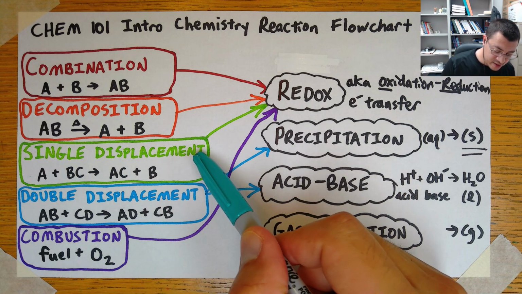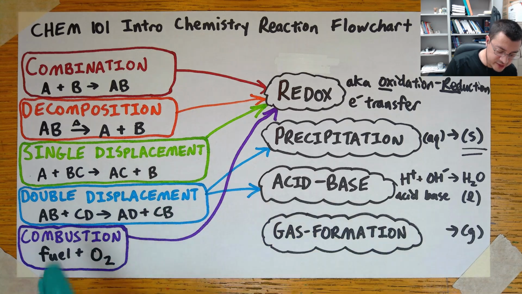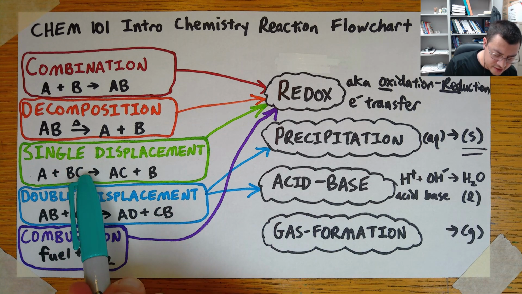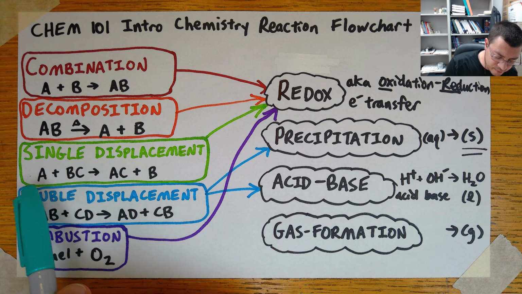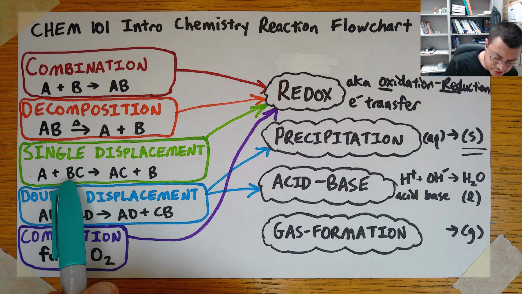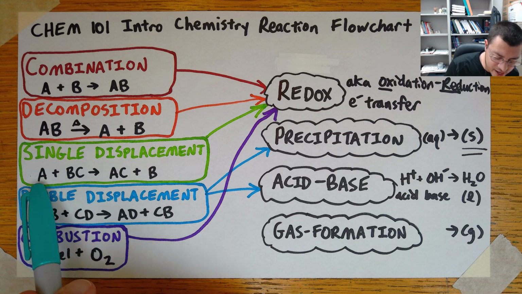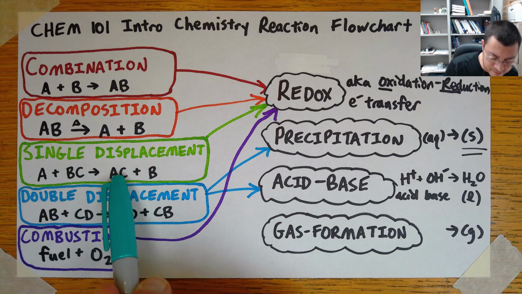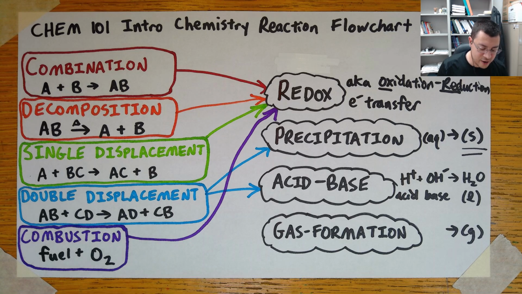Single displacement, we're going to have something getting displaced. We're going to have some sort of compound, like a BC compound, just a single compound, and one element, usually an ion, is going to be displaced by some new element. So A takes the place of B, and then B gets kicked out.